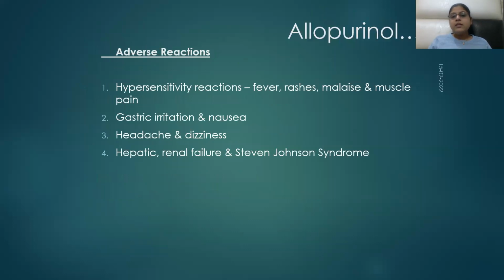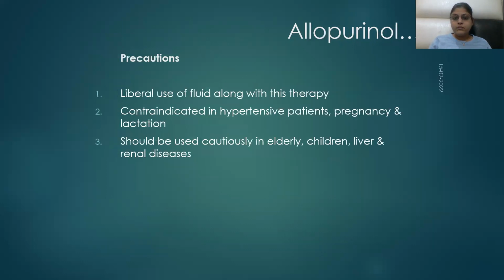Adverse drug reactions are hypersensitivity reactions, fever, rashes, malaise, muscle pain, gastric irritation, nausea, headache, dizziness, hepatic and renal failure, and Stevens-Johnson syndrome. These are the various adverse effects of allopurinol. Precautions: liberal use of fluid along with this therapy.